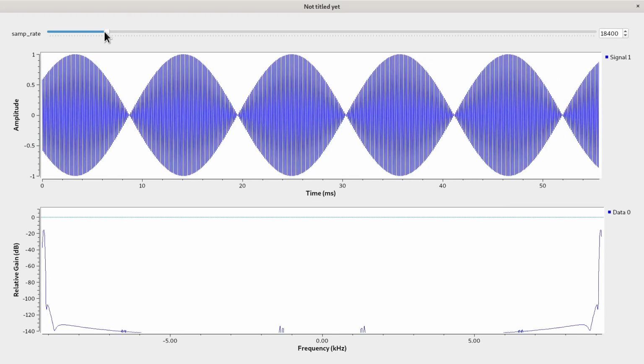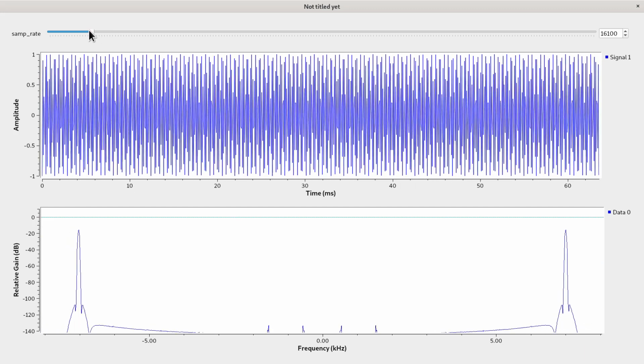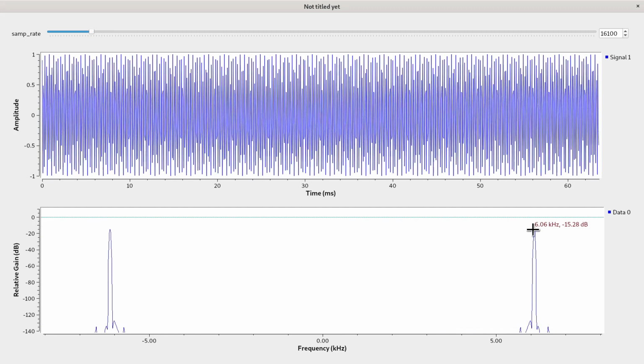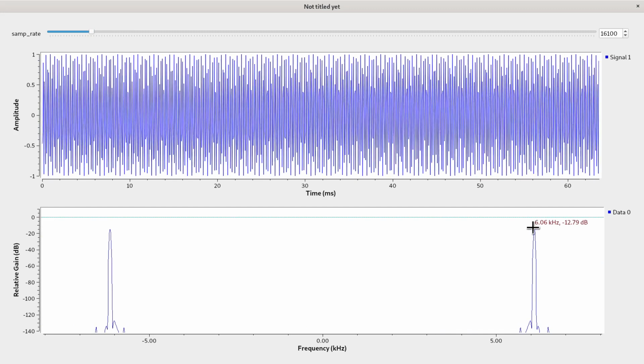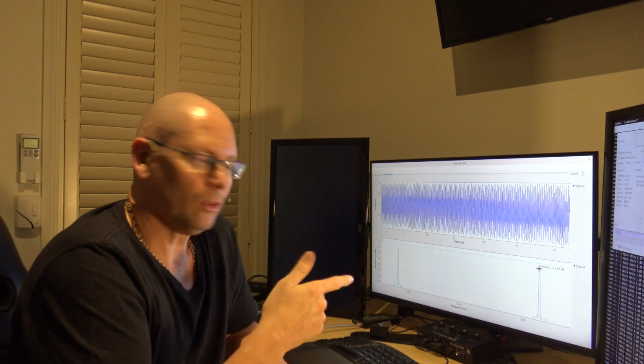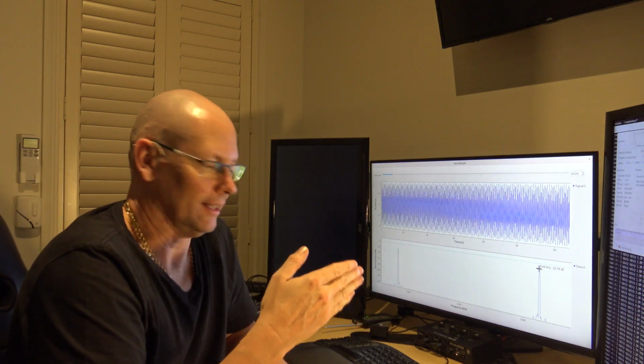If I go any less than that, so any less than double what the original signal is, so I'll go down to, I don't know, 16 kilohertz sample rate, it's showing this up now as 6 kilohertz, but it's not a 6 kilohertz signal, it's 10 kilohertz. So it's being shown incorrectly. That's called an alias. So this is now aliasing.